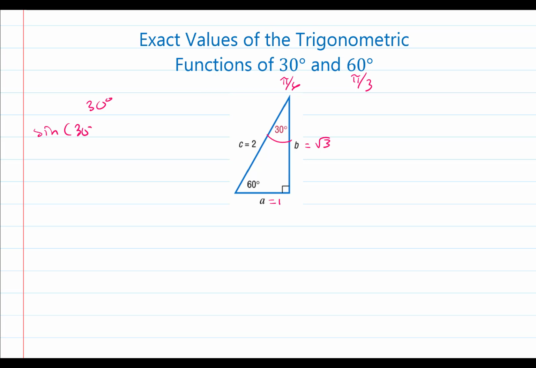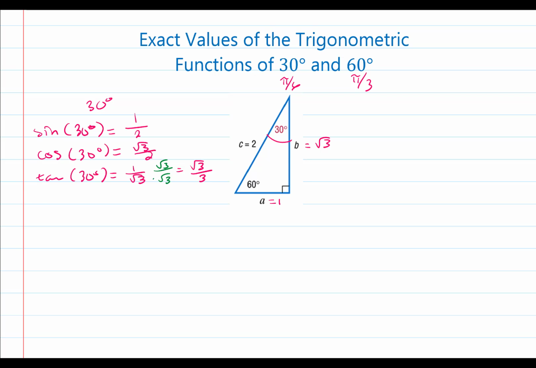So sine of 30 degrees is equal to the opposite side, which is 1, over the hypotenuse, which is 2. Cosine of 30 degrees is equal to the adjacent side, which is square root of 3, over the hypotenuse, which is 2. Tangent of 30 degrees is equal to the opposite side, which is 1, over the adjacent side, which is square root of 3. We do want to rationalize the denominator, so we will do that by multiplying both the numerator and denominator by square root of 3 over 3, and this gives us the ratio square root of 3 over 3.